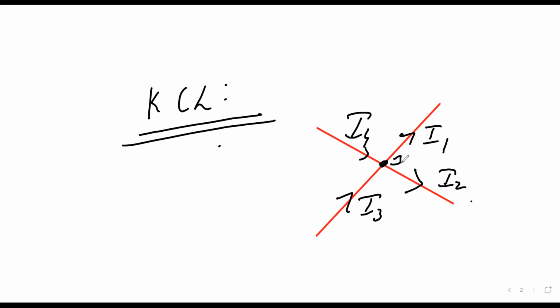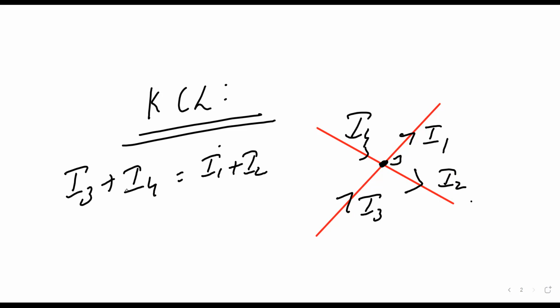So KCL is nothing but what? Which are the currents coming inside the junction? I3 and I4, correct? Which are the currents leaving the junction? I1 and I2. So this is nothing but I3 plus I4 is equal to I1 plus I2. This is my KCL. So with this, I'll just start it.